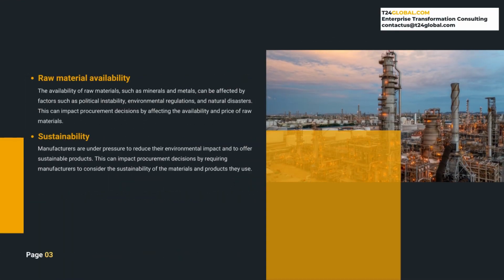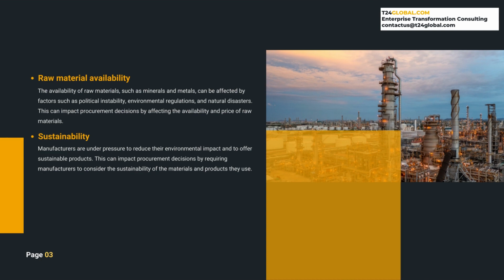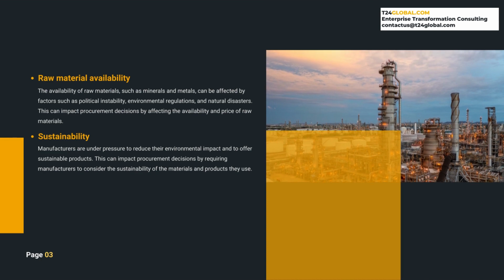4. Raw material availability. The availability of raw materials, such as minerals and metals, can be affected by factors such as political instability, environmental regulations, and natural disasters. This can impact procurement decisions by affecting the availability and price of raw materials. Key components that affect procurement in this area include geopolitical risks, environmental regulations, and supplier relationships.